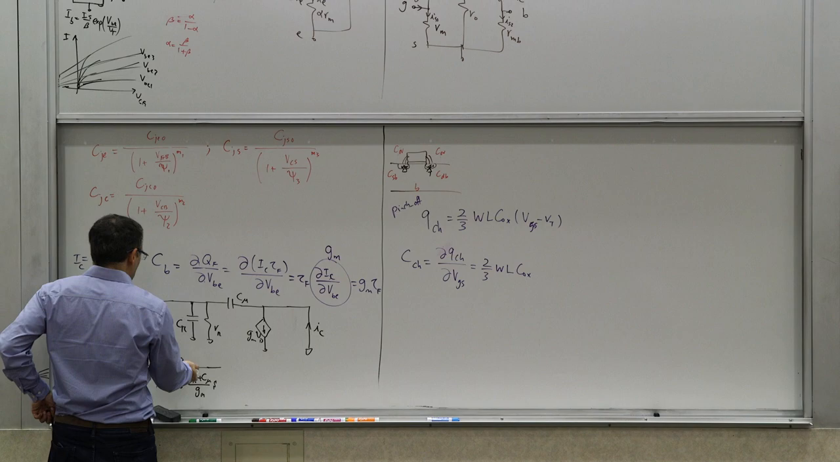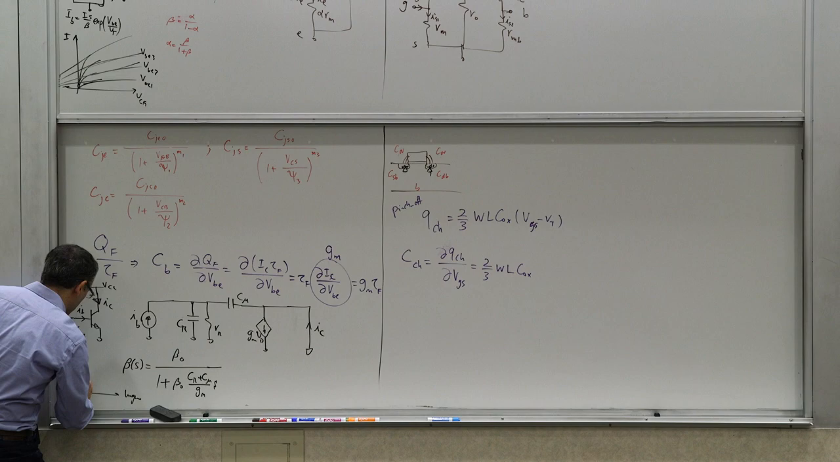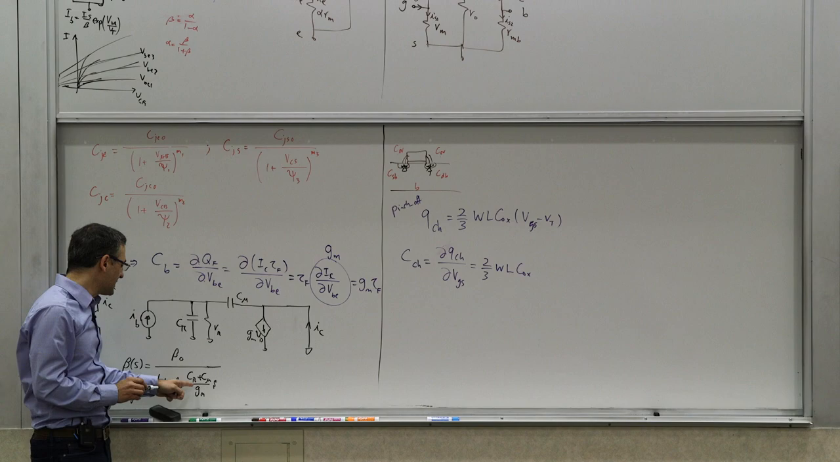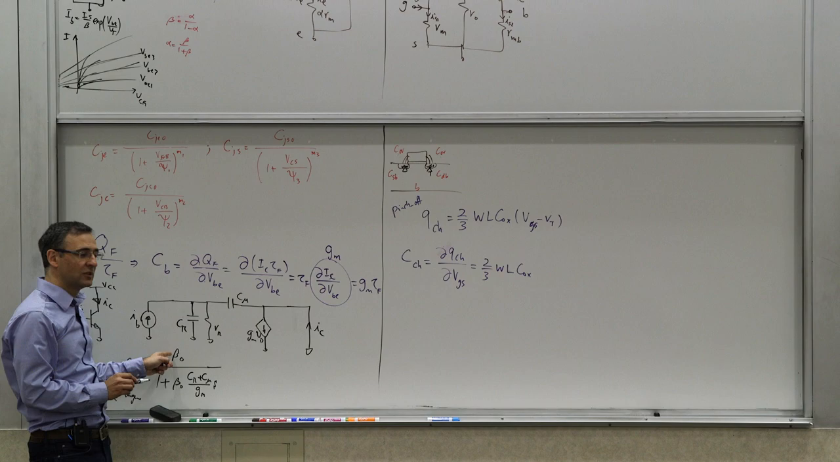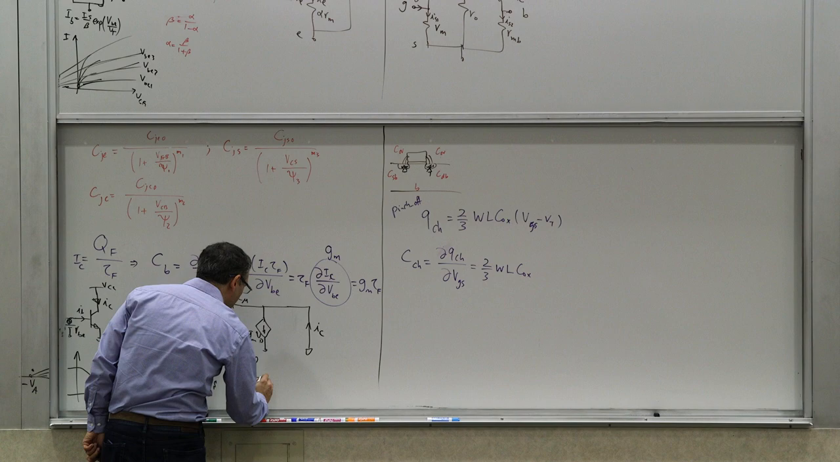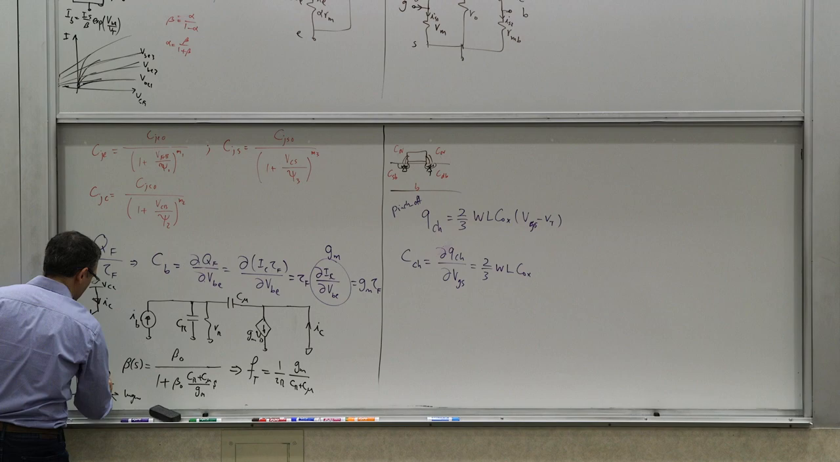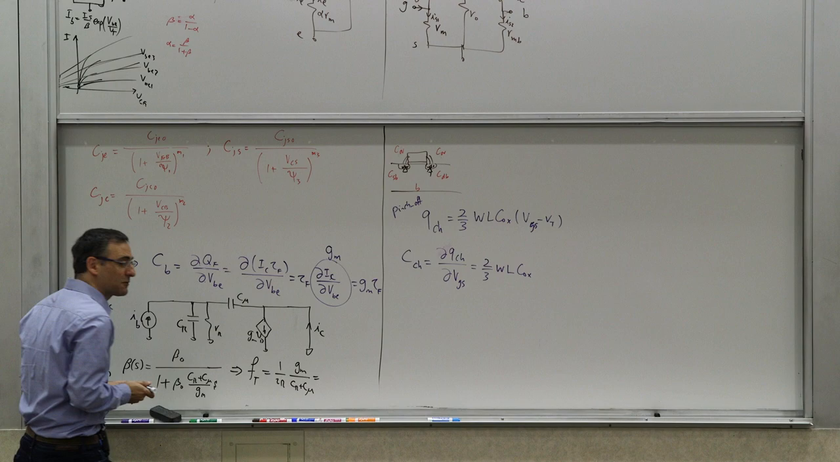So if you actually plot this versus frequency, versus log of omega, what you will see is that it's going down like this. But the question is, when does it become 1? Well, you can easily see that for this to become 1, roughly, this thing has to become equal to that. So if these betas cancel, you can clearly see that Ft is going to be 1 over 2 pi times gm over (C pi plus C mu). This is the frequency, or omega t, which is 2 pi Ft. So now let's look at that expression and see how it changes with the current, for example.